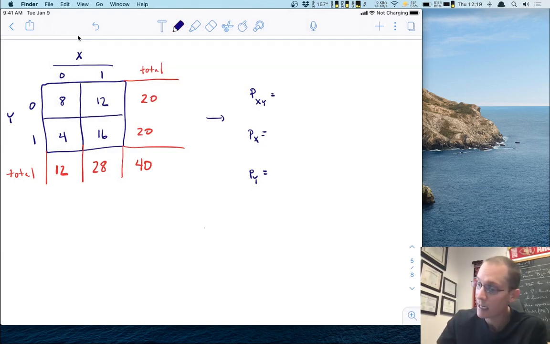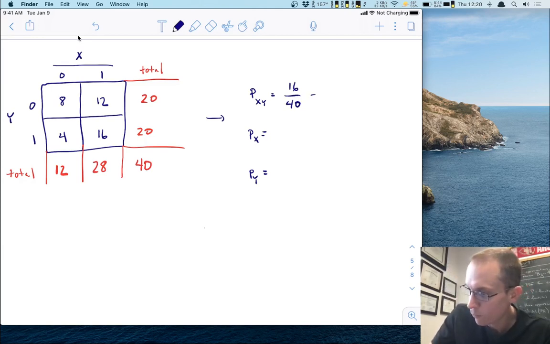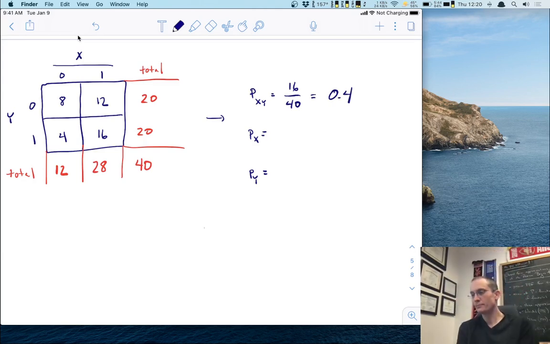Let's start with the top, pxy. Pxy, remember, is the proportion of people who scored a 1 on both x and y. You can think of it as both got both x and y correct. Now that's these 16 people right here. That's 16 out of 40. So we need to express 16 out of 40 as a fraction. And if we do that, that's 4 over 10, that's 0.4. So that's pxy as 0.4. Again, it has to be written as a proportion to work here.